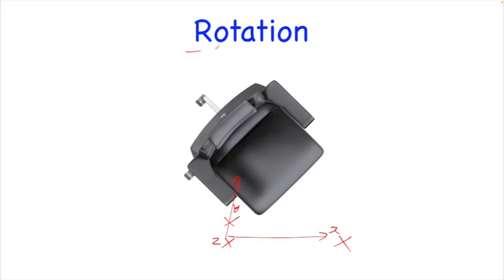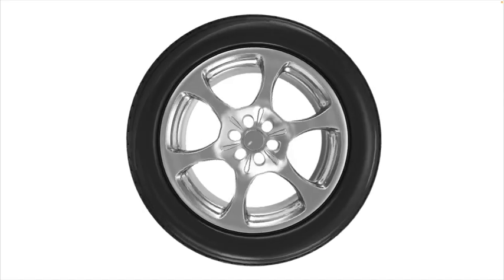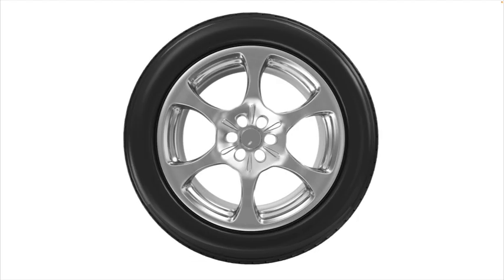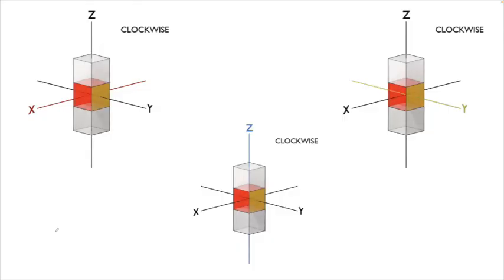This is called rotation. There is one more interesting motion called rotation. You can have a look at this from the top and you can see this wheel rotating, as you are looking from the side. Just like we found different types of motion in the x-axis, y-axis and z-axis, rotation also has 3 different types. You can have a look at it.